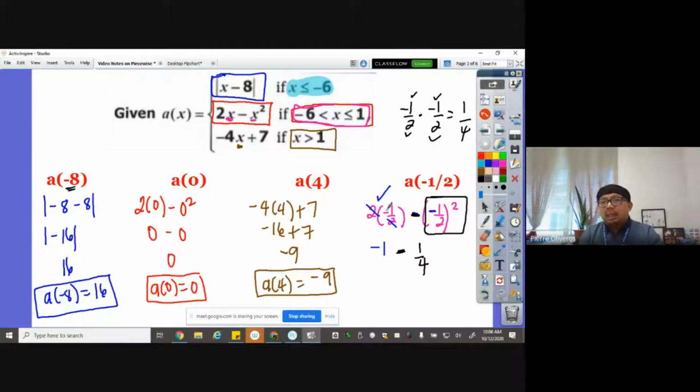And combining the like terms, I need to have the same denominator. For them to have the same denominator, I'm going to have a 4 here and multiply this by 4. I can erase this portion here now. This becomes -4, so -4 minus 1 is -5/4. And that's the answer. Okay. All right. There you go. That's how you evaluate a function.